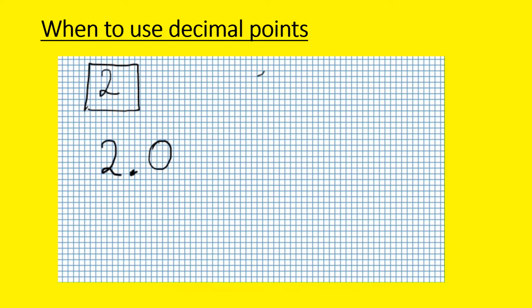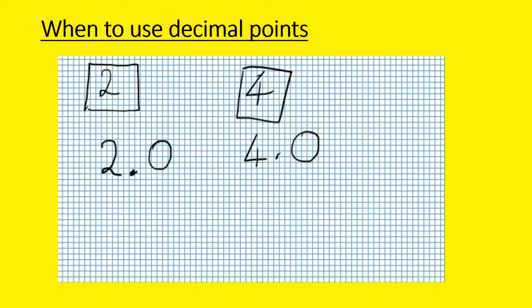Let's have a look at number 4. Number 4 we can also write as 4.0. But there's no point attaching a 0 to it because there is no number there. It's just 0. So we leave it as just 4.